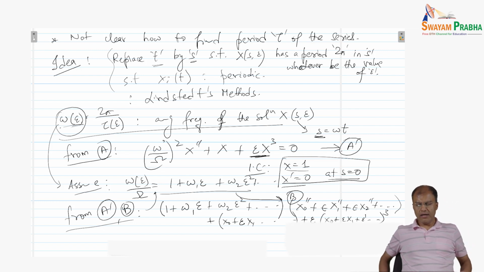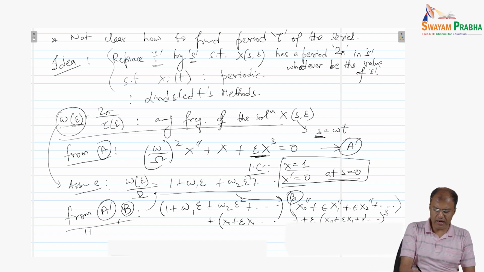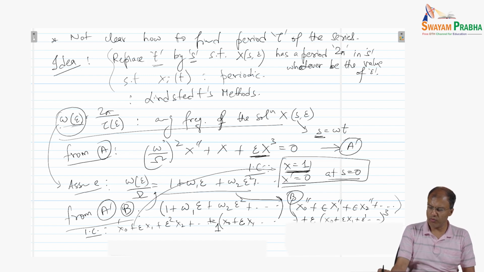So then we need to solve this setup. Well, there is also the initial condition. From here we get that x naught plus epsilon x1 plus epsilon squared x2 and so on is equal to 1 because x is equal to 1. And similarly, x naught prime plus epsilon x1 prime plus and so on is equal to 0 because x prime is 0.